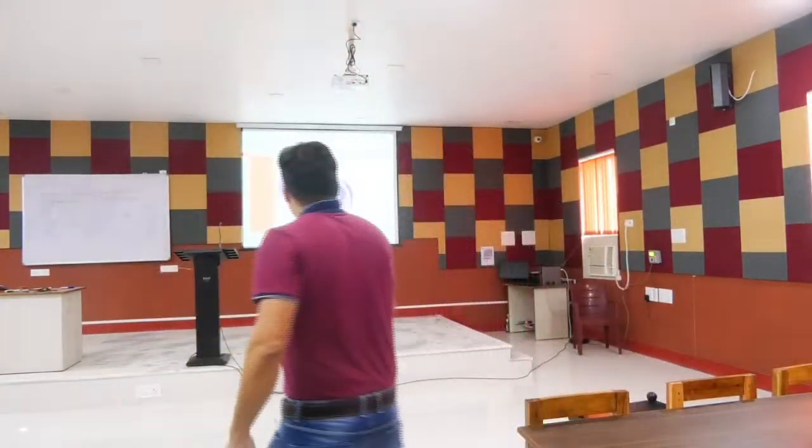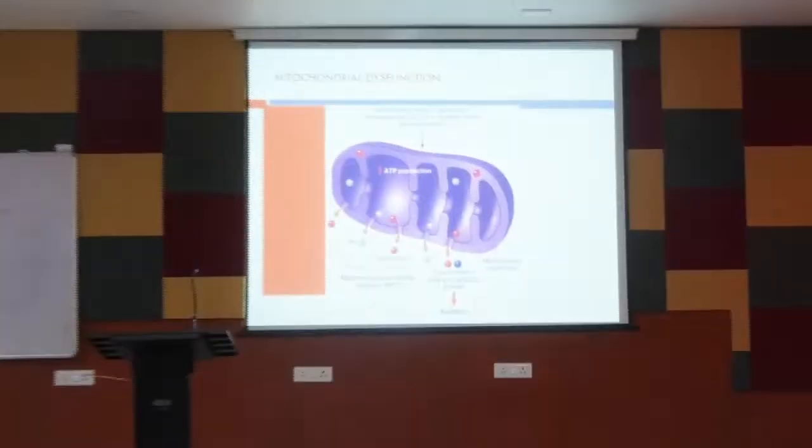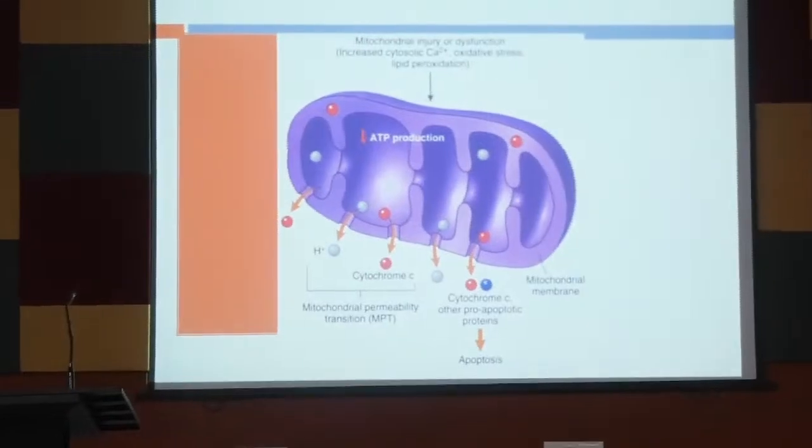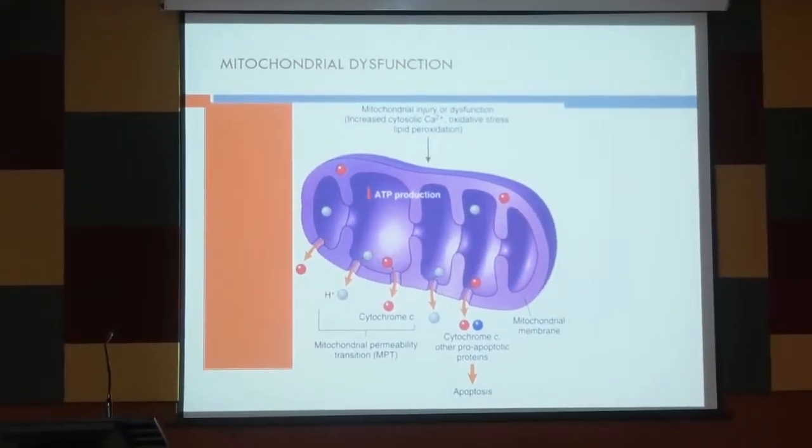Similarly, in the mitochondrial membrane, because of injury, a pore forms. Don't use the word hole, use the word pore, MPT. It is called MPT, mitochondrial permeability transition pore. So through that pore, cytochrome C leaks out, and also other pro-apoptotic proteins leak out. So when these pro-apoptotic proteins leak out, it causes havoc in the cell.